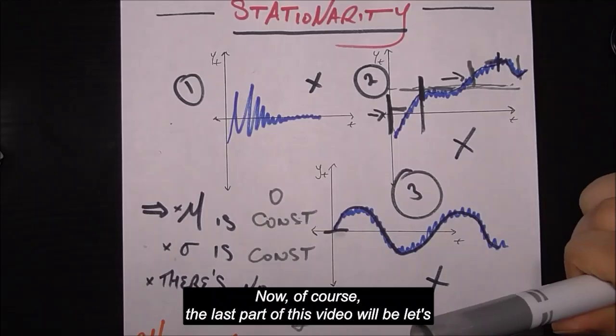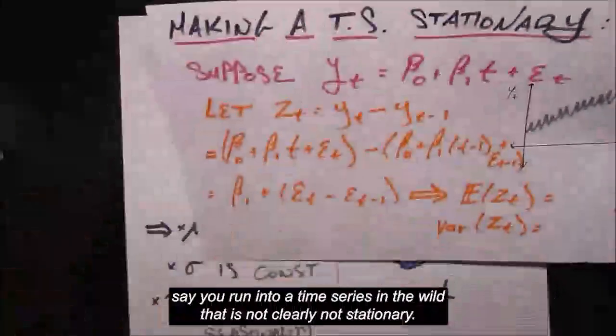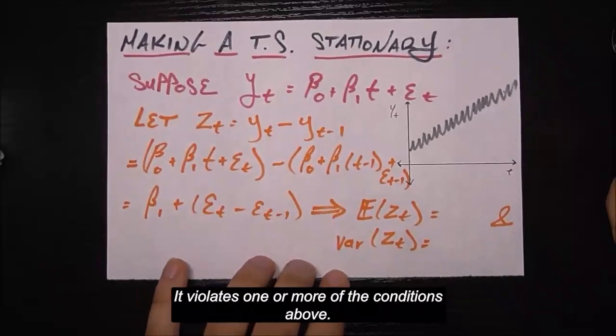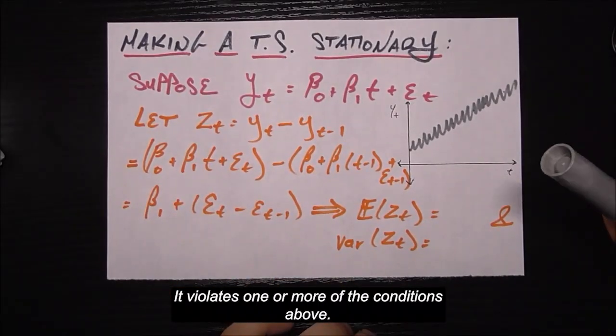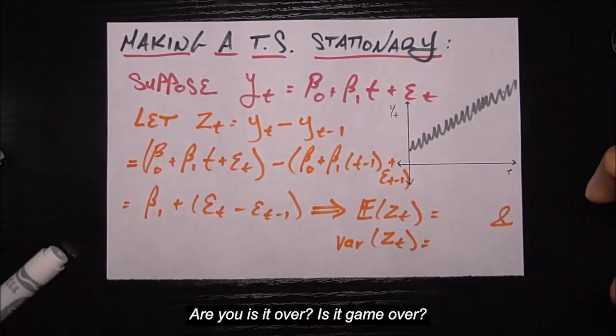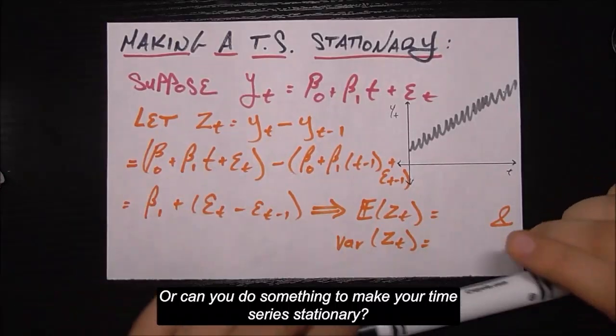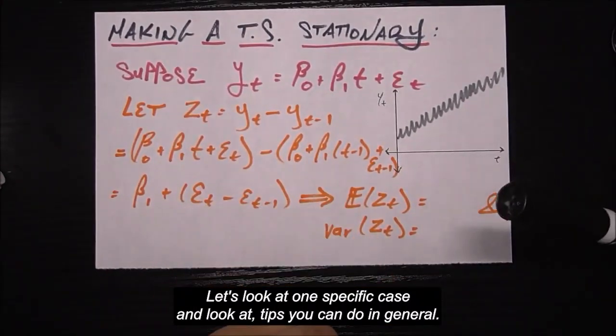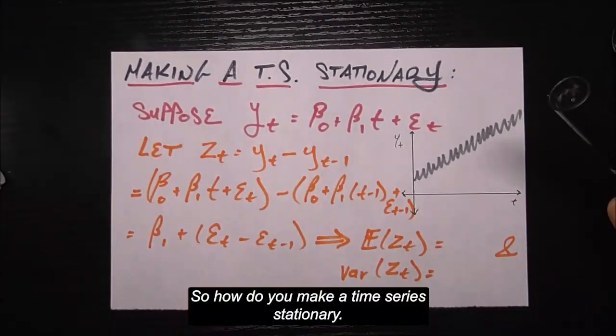Now, of course, the last part of this video will be, let's say you run into a time series in the wild that is clearly not stationary. It violates one or more of the conditions above. Is it game over? Or can you do something to make your time series stationary? Let's look at one specific case and look at tips you can do in general. So how do you make a time series stationary?